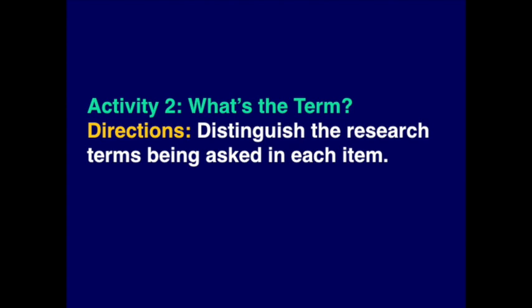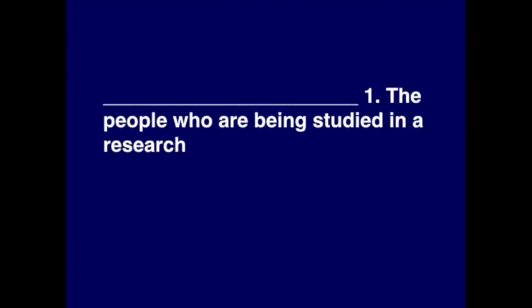Activity 2. What's the term? Directions: Distinguish the research terms being asked in each item. That is our Activity 2. Number 1. The people who are being studied in a research.